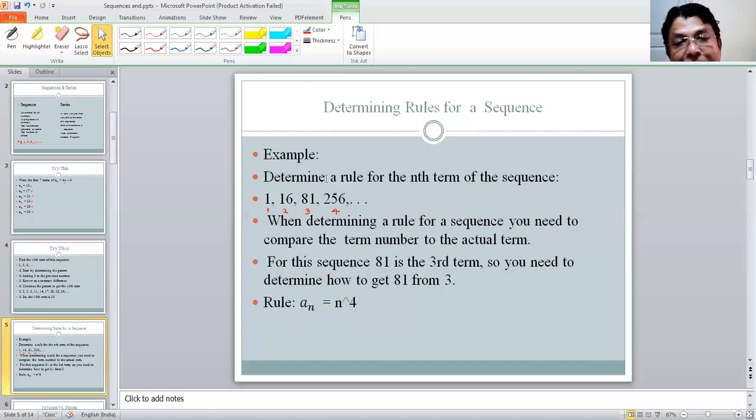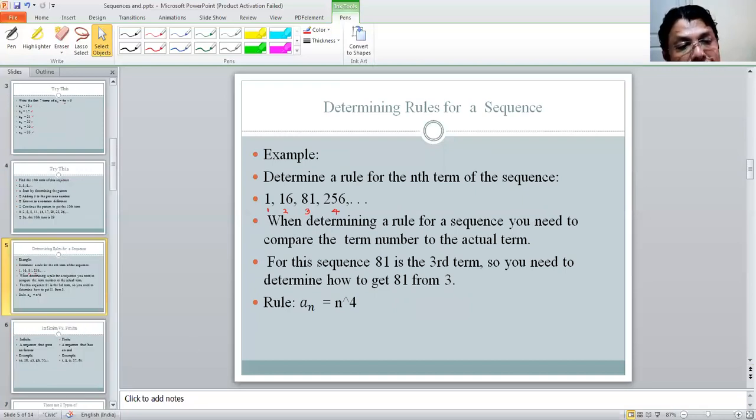It says example. Determine a rule for the nth term of the sequence. There are these terms 1, 16, 81, and 256. This is the first term, second term, third term, and fourth term. When determining a rule for a sequence, you need to compare the term number to the actual term. Term numbers are 1, 2, 3, 4. If you look very clearly, 1 raised to 4 is 1, 2 raised to 4 is 16, 3 raised to 4 is 81, and 4 raised to 4 is 256. So that is how we got the rule a_n as n raised to 4.